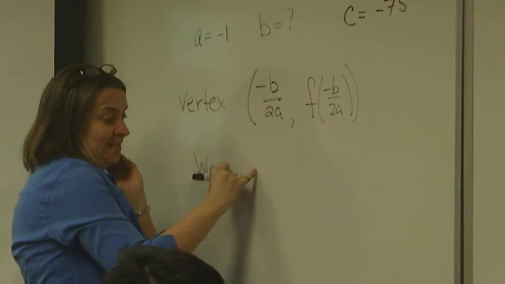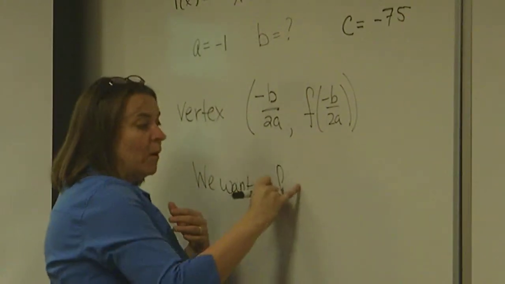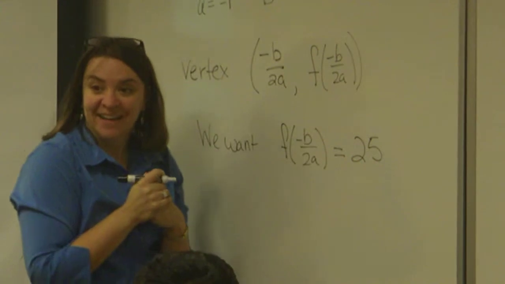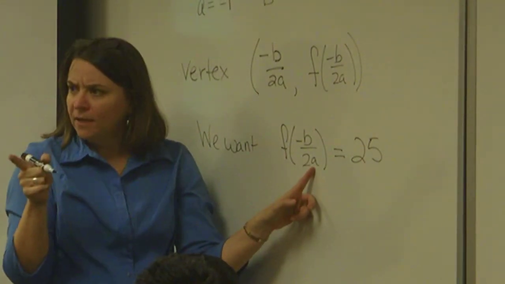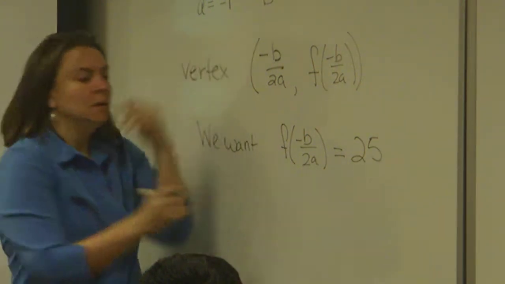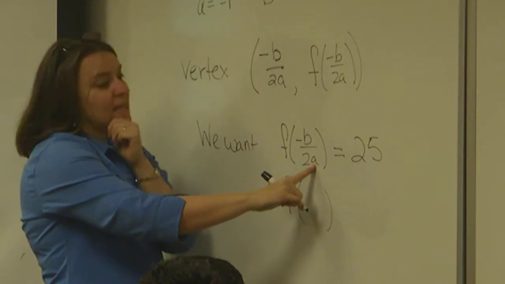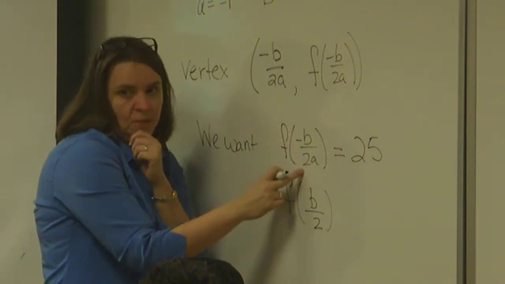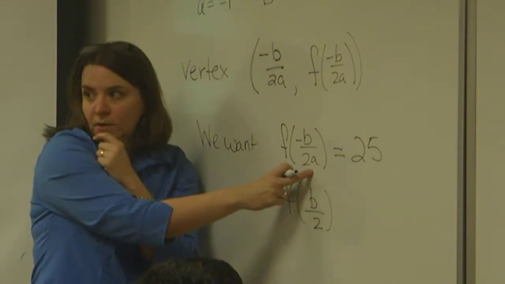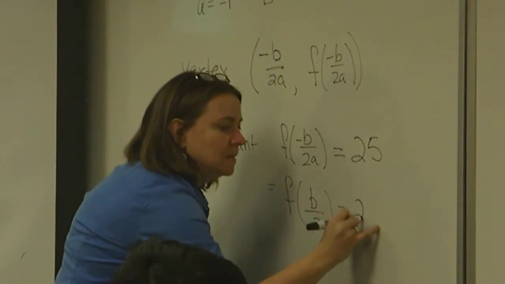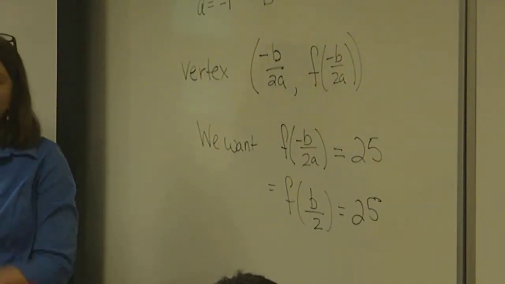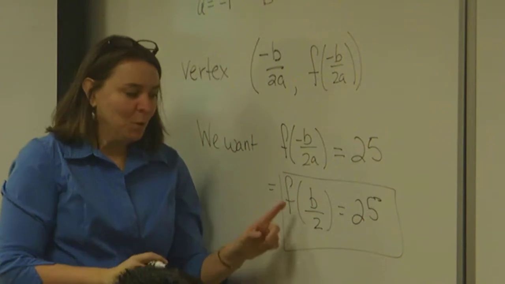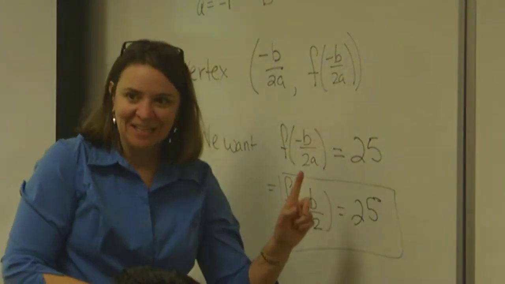So what do we want? We want to find a solution where f of the opposite of b over twice a is going to be exactly 25. Oh, but we already know a. So if a is -1, that'll cancel with the opposite. Double check me, but I think we're just left with b over 2. You see why I like the problem? You have to figure out what you want. We want the output at the vertex to be exactly 25.